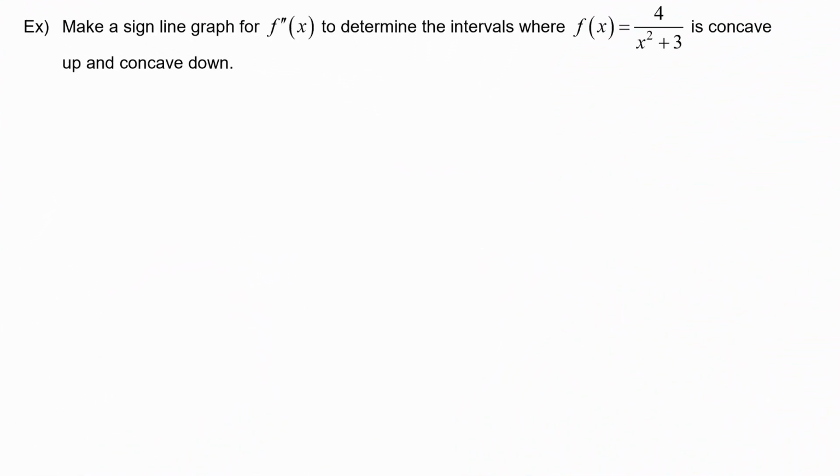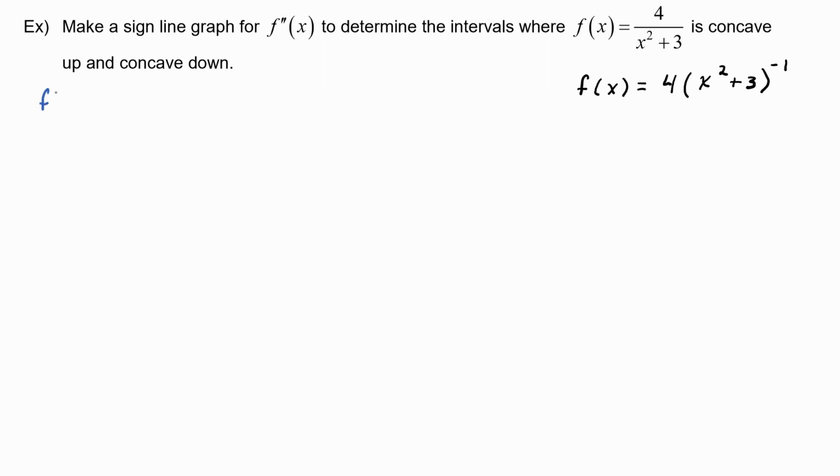In this example, make a sign line graph for f double prime of x to determine the intervals where f of x equals 4 over the quantity x squared plus 3 is concave up and concave down. So to get to the second derivative, we have to find the first derivative. Let's write f of x as 4 times the quantity x squared plus 3 to the negative 1. Now we can use the power rule and the chain rule to find the derivative.